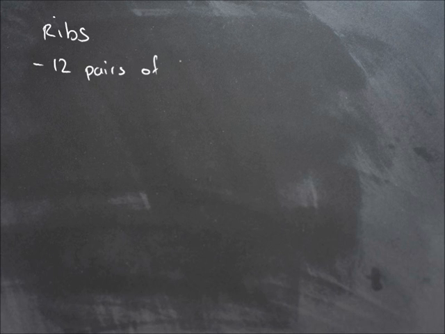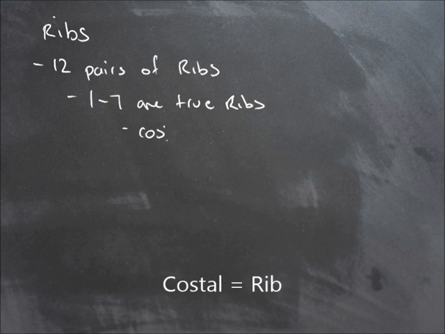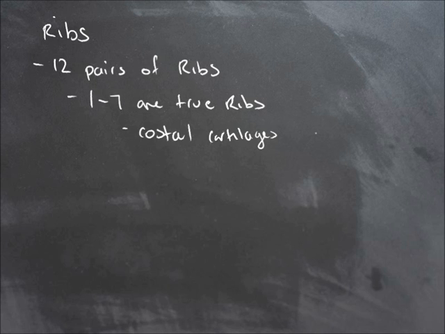Hi guys, today we're going to do the ribs. Let's start off with a bit of information first. Okay, there are 12 pairs of ribs. Of these 12 pairs, 1 to 7 are true ribs. And what I mean by true ribs is their costal cartilages articulate directly with the sternum.